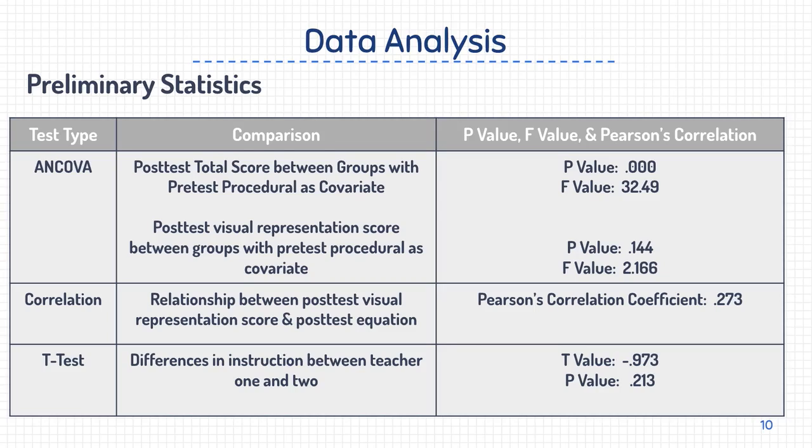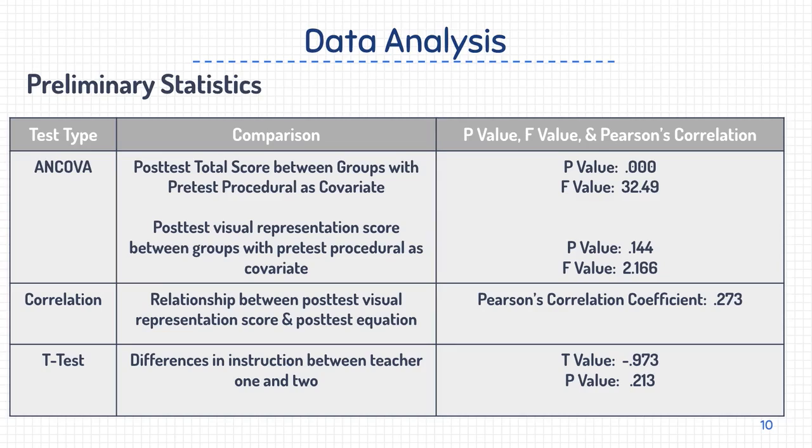Now, what we found is that students' total scores between groups increased, and they were significant, both in the p-value and the f-value, which was really cool to see. Students' total scores increased, which is great. That shows that there was great teaching done.